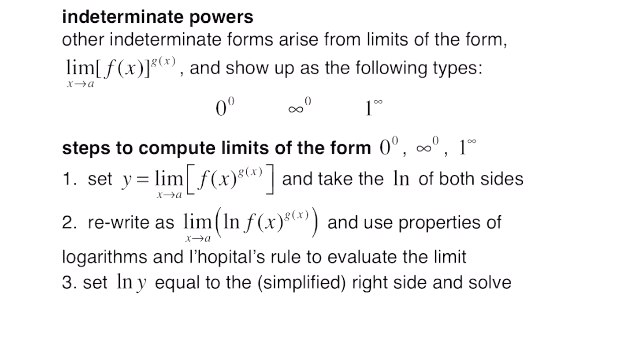In order to compute limits of these indeterminate forms, I have steps written out for us. Step 1, we're going to set y equal to the limit. Then we take the natural log of both sides. Step 2, we're going to rewrite as limit of ln of f of x to the g of x. So this is a theorem from earlier in our textbook. And then we're going to use properties of logs and L'Hopital's rule to evaluate the limit. Finally, we're going to set ln of y from the very beginning of the problem equal to the simplified right side, and then we solve that resulting equation.